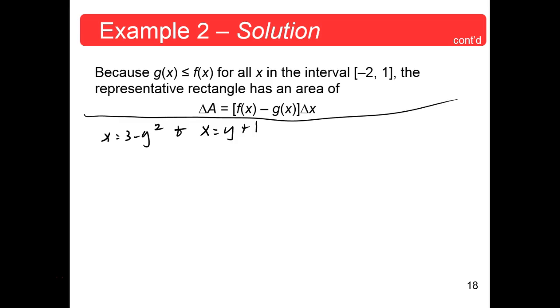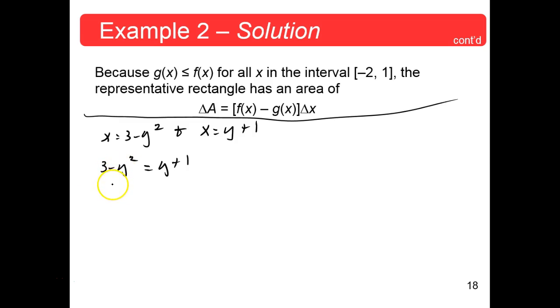And how would you do that? We just want to set them equal to each other. Yes, exactly. So what would that be? 3 minus y squared equals y plus 1. Okay, and what would that give us? What would you do next? Put them all on the right side.